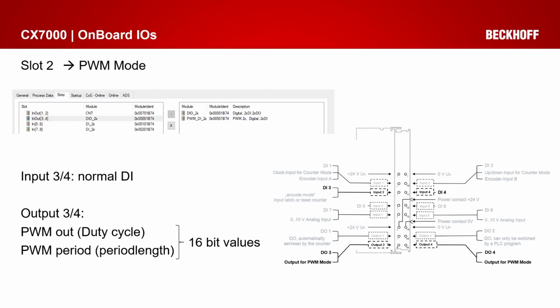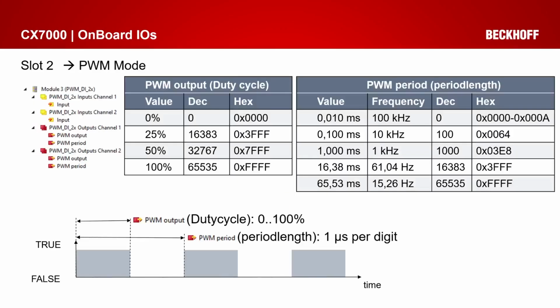The second slot has, beside the default configuration, the PWM module. This makes it possible to output a digital pulse width modulated signal on outputs 3 and 4. The PWM signal is split into duty cycle and period length. The smallest period length is 10 microseconds, which is 100 kilohertz, and the longest period length is about 65 milliseconds, and this corresponds to about 15 hertz.